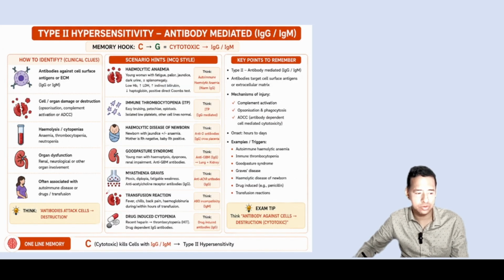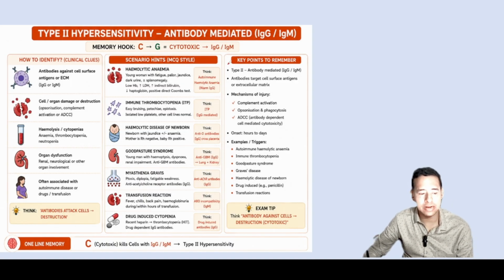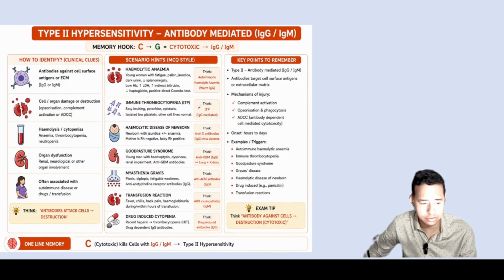Type 2 is the next hypersensitivity reaction. You need to know about the scenario MCQ style. Hemolytic anemia, exclusively in young women with fatigue, pallor, jaundice, dark urine, and maybe splenomegaly, and low hemoglobin, high LDH, lactate dehydrogenase, and indirect bilirubin also increases. You have to think about the combination of jaundice and hemolytic anemia.